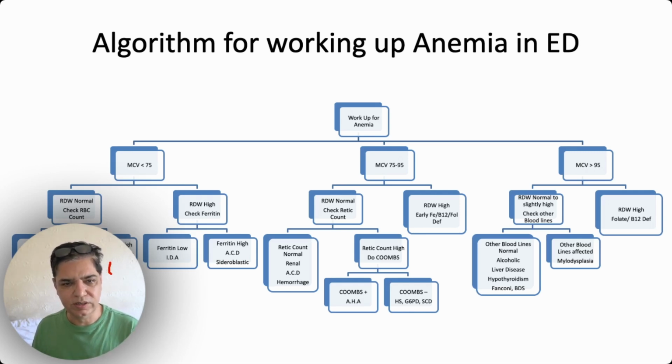Remember in thalassemia traits, usually the RBC count would be slightly on the higher side. If the red cell distribution width is high, you have to do iron studies, or if you can't do iron studies, at least the minimum is to check the ferritin level, because based on that, if the ferritin is low, you diagnose iron deficiency anemia, or if it is high, then you will be thinking of anemia of chronic disease, sideroblastic anemia, lead poisoning, etc.